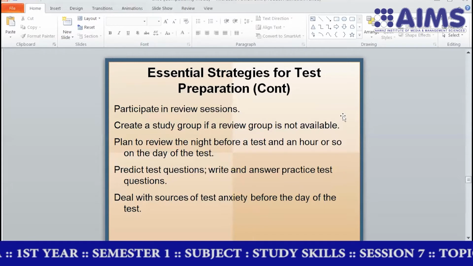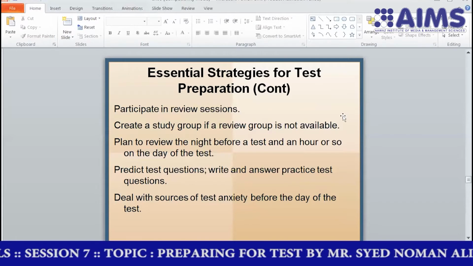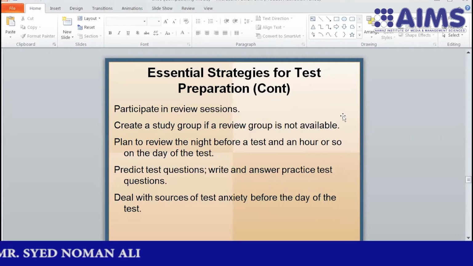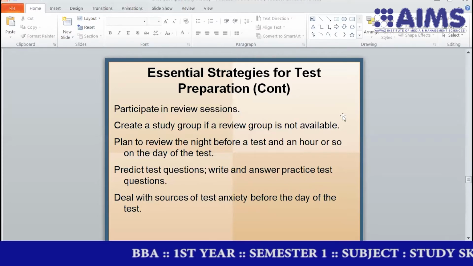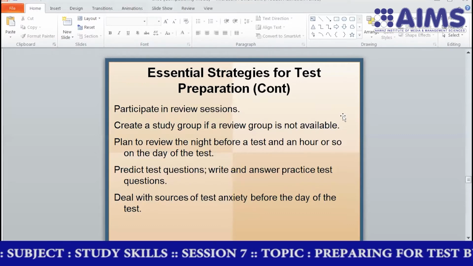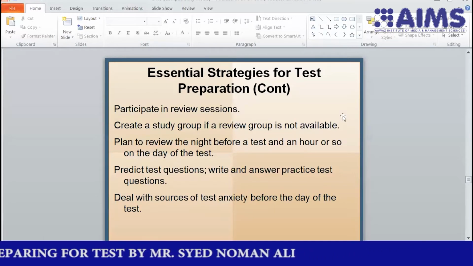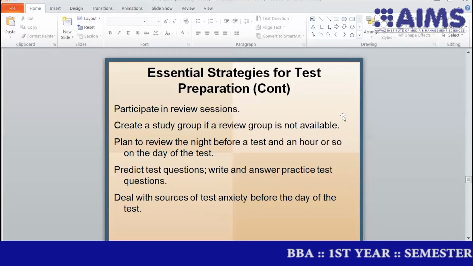Participate in review sessions. Quick review sessions will also help you, whether from the group discussion side or from the teacher side. You must participate in the review session. Create a study group system, RRR: record, review, and recall. Keep remembering it. Plan to review the night before a test, in an hour or so, or the day of the test. Don't wait for the last moment or the deadline. Predict test questions, write and answer practice test questions. Deal with the source of test anxiety before the day of the test. You have to defeat the test anxiety first, then you will lead.